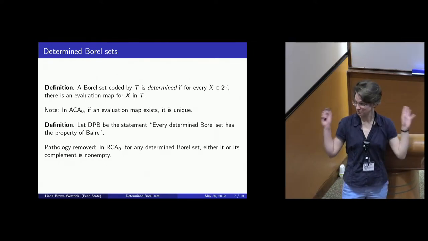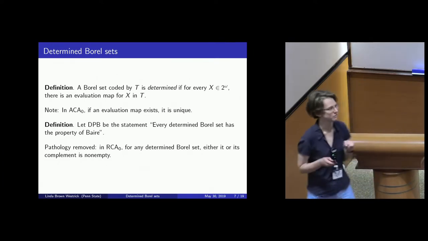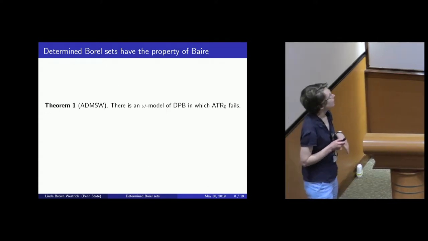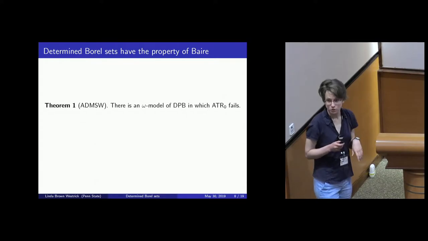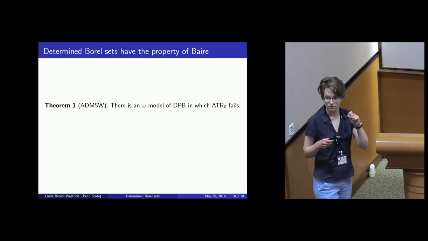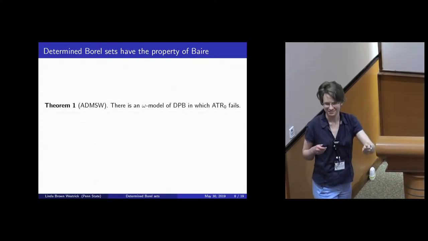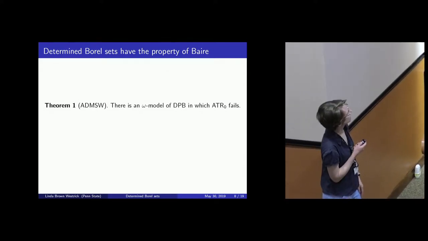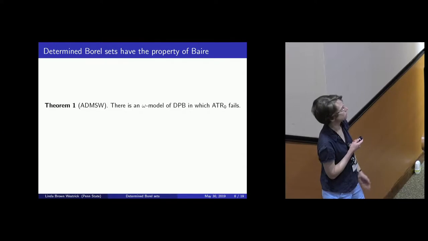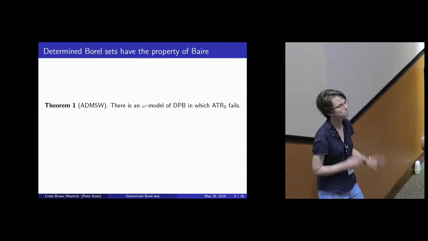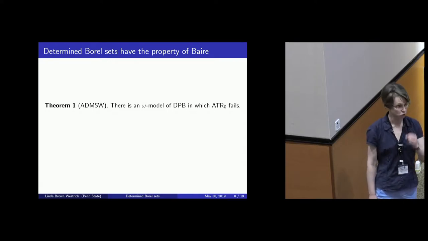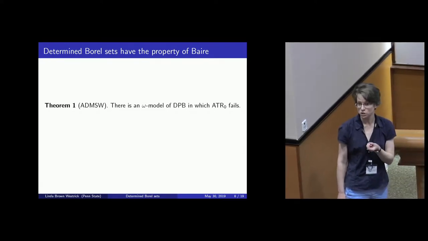All right, so we removed that pathology from the previous slide. In fact, we showed that we got somewhere with this. This is joint work with Eric Astor, Damir Dzhafarov, Antonio Montalbán, Reed Solomon, and myself. So we show that there is an omega model of this determined property of Baire in which ATR fails.